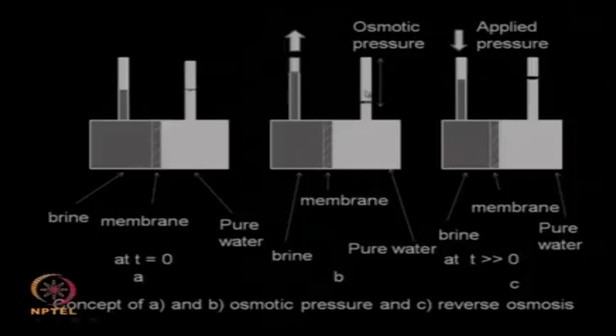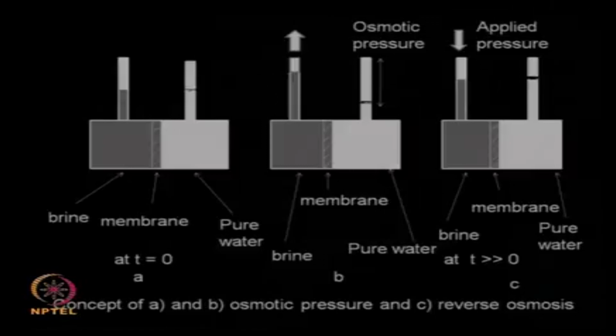Because of this, water will enter here through the membrane, understand. So what will happen? This level will be higher, this level will be lower. Now this difference is called the osmotic pressure. This difference depends upon the concentration of the brine solution, understand, and the operating temperature.